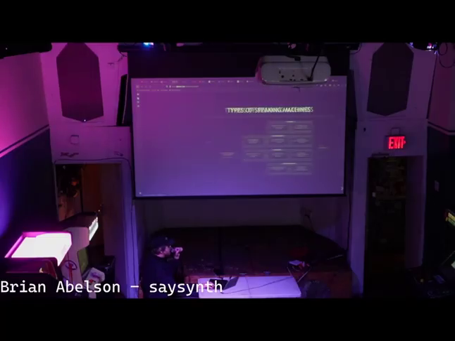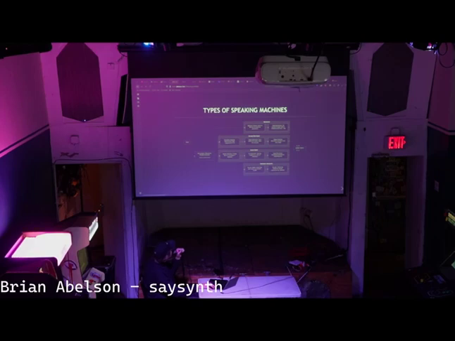Okay, so this is a general typology of speaking machines that I made up. Basically, there are four types. You can have a mechanical one, where you literally have bellows forcing air through a reed, and then there are different knobs and whistles creating different formants and phonemes.